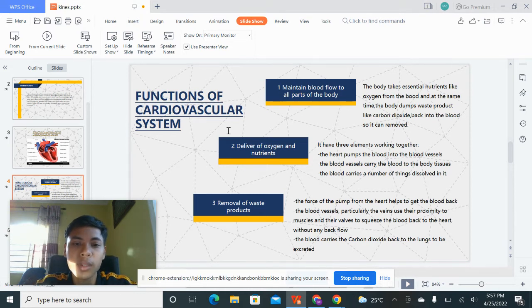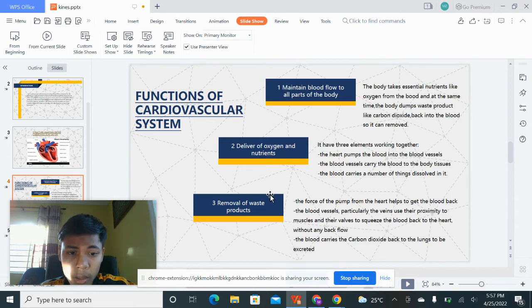Okay, second function is delivery of oxygen and nutrient. It has three elements working together. First, the heart pumps the blood into the blood vessel. Second, the blood vessel carries the blood to the body tissue. And the last is the blood carries a number of things dissolved in it. Oxygen is carried by the hemoglobin in the red blood cell. Blood also carries nutrient that it has absorbed in the intestines to the working muscle.